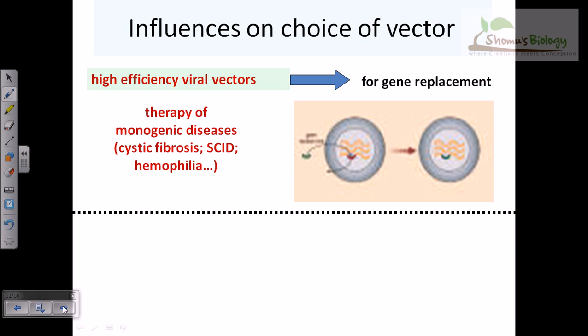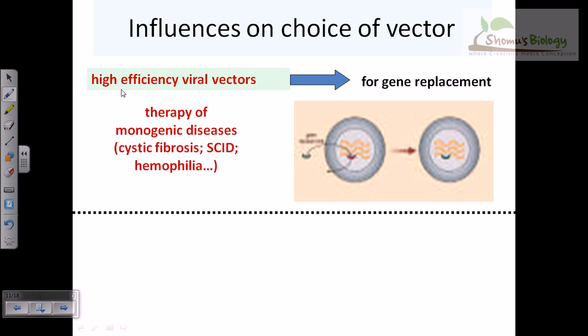Now, influences on the choice of vector. Now again, I've talked about it before that influences will depend definitely on the type of tissue we are targeting, and the second thing is also the type of response we are trying to get. So if we are trying to get a long term response, we use a particular type, short term response other types.